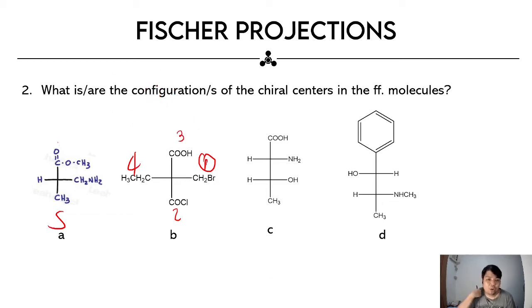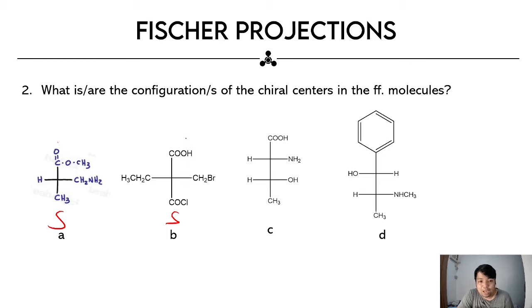Now, we do the trick that I taught you earlier. We figure out the configuration before moving the fourth priority substituent to the back. So that is 1, 2, 3. This is a clockwise direction. That is R. When we flip our molecule such that the fourth priority substituent is at the back, from R, it will become S. Therefore, the configuration is S. Okay, so let's focus on this chiral center.